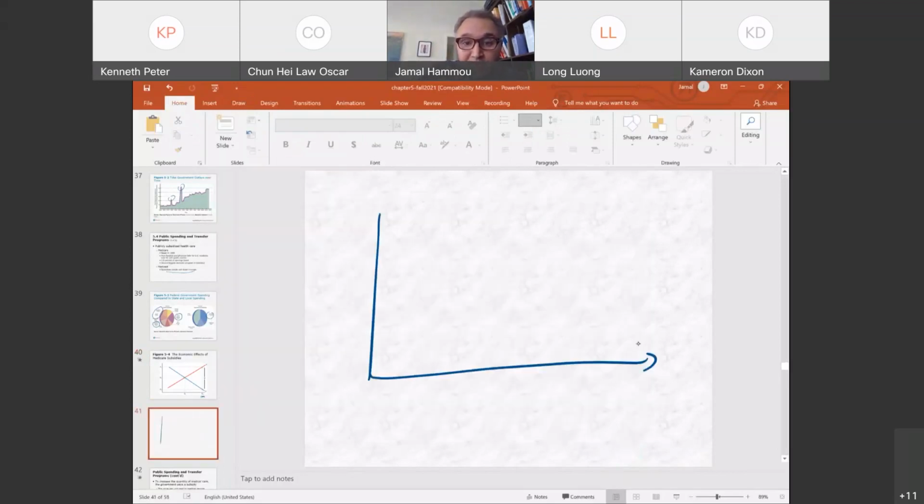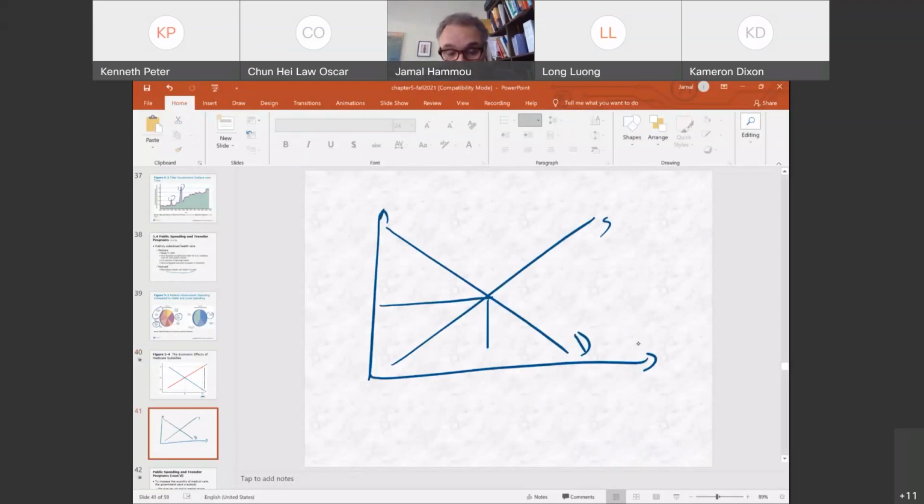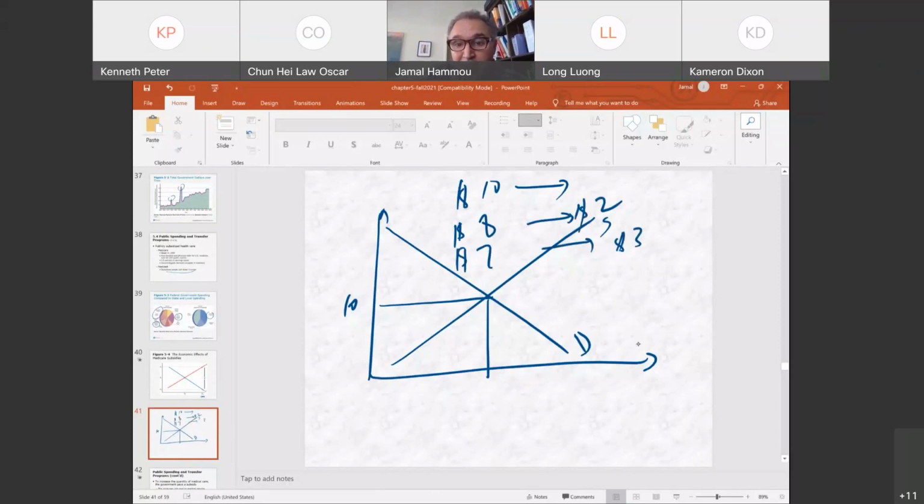So you have the demand for healthcare, you have the supply, you have the equilibrium here at $10, for example. There are some people able to pay $10. I'm not going to subsidize them. I'll be giving them nothing. But if somebody is only able to pay $8, I will subsidize him with $2. If somebody is only able to pay $7, I will subsidize him with $3. Somebody who is able to pay $5 will pay $5, and I will help him with $5.